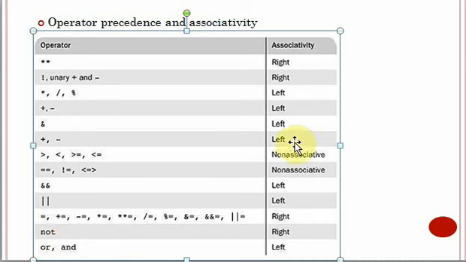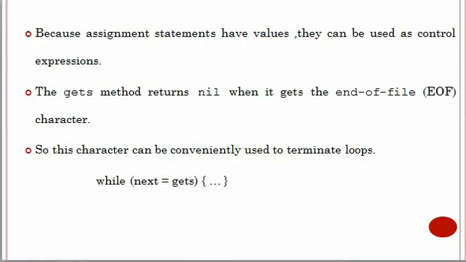Associativity is nothing but, in an expression when you have operators of the same precedence, whether you have to evaluate from left to right or right to left. Next, we'll go to the assignment statement, where we use the assignment operator. Suppose you have written a = 5, that is called an assignment statement because you're assigning the value 5 to a. Because assignment statements have values, they can be used as a control expression.